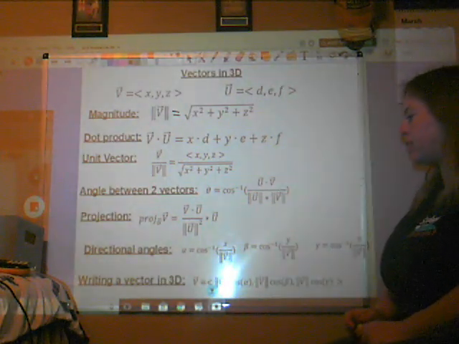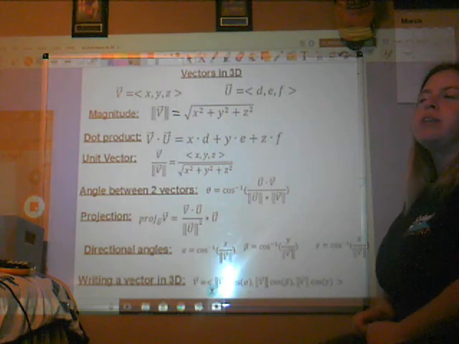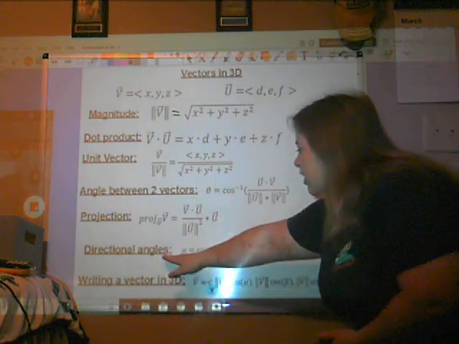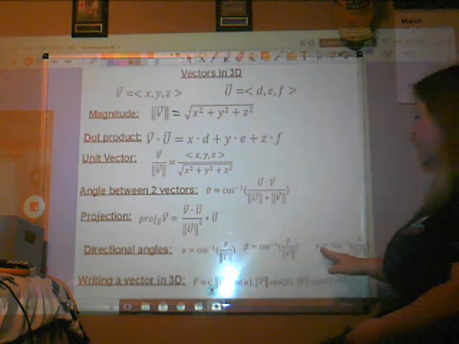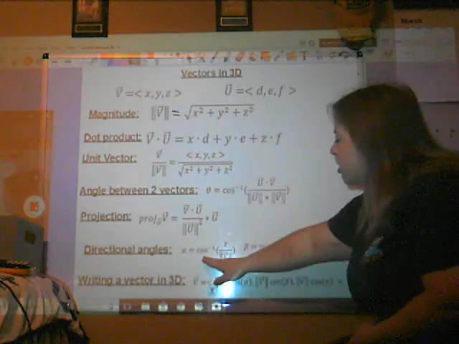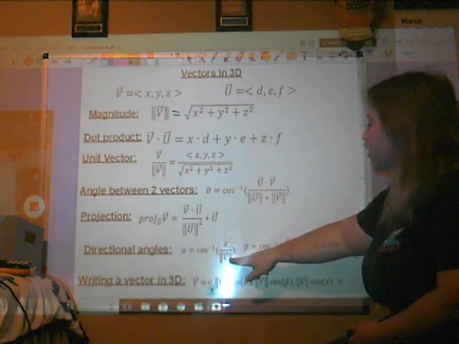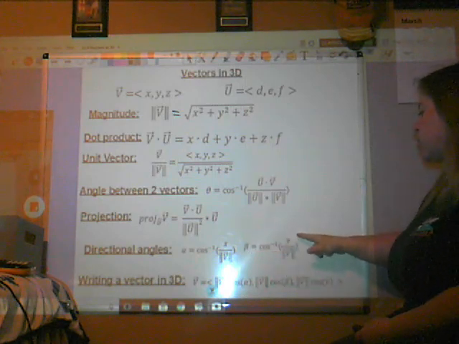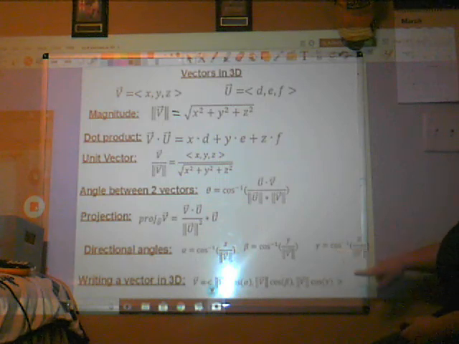The only thing that's different is when we're writing a vector, we have to have directional angles. So instead of being given an angle, sometimes you have to find angles. So directional angles are only in 3D. So a directional angle, you have alpha, beta, and gamma. So alpha is cosine inverse of x over the magnitude of your vector. Beta is the same thing, only it's y over the magnitude of your vector. And gamma is the same thing, but it's z over the magnitude of your vector.